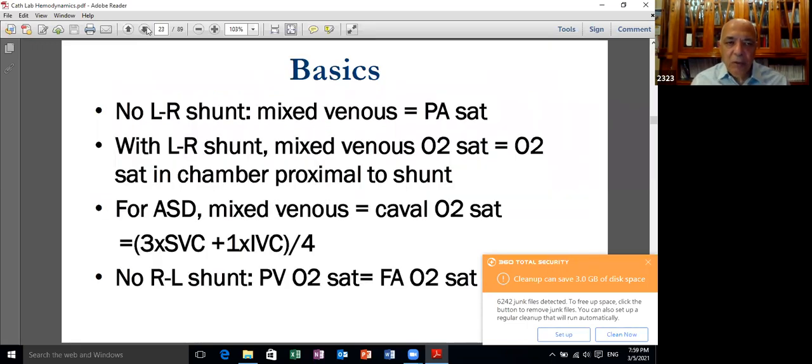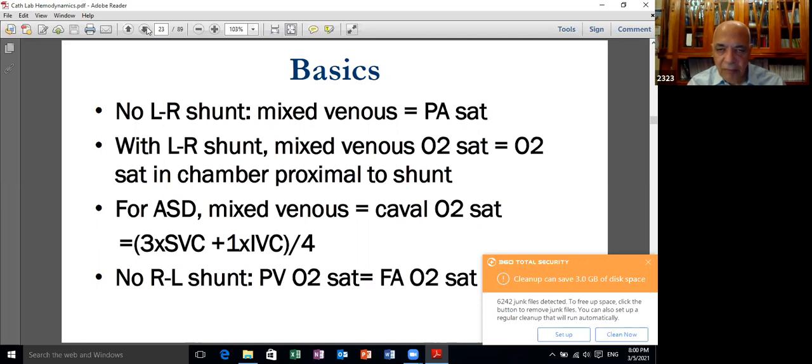Now, if there is no left to right shunt, then the mixed venous saturation should be equivalent to the pulmonary artery saturation. So if there is no left to right shunt, we take the pulmonary artery oxygen saturation as the mixed venous oxygen saturation. If there is a left to right shunt, the mixed venous oxygen saturation will be the oxygen saturation in the chamber proximal to the shunt. So if you are talking about a patent ductus or aortopulmonary window, the mixed venous oxygen saturation will be in the right ventricle.